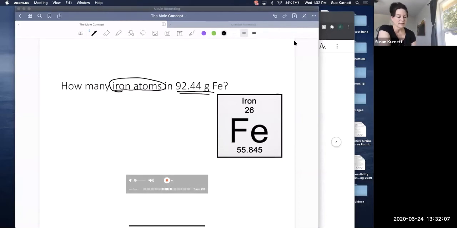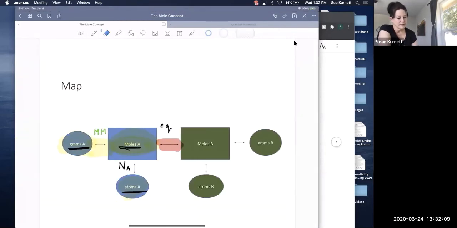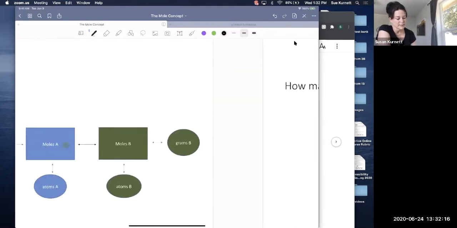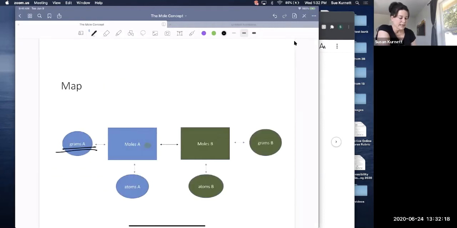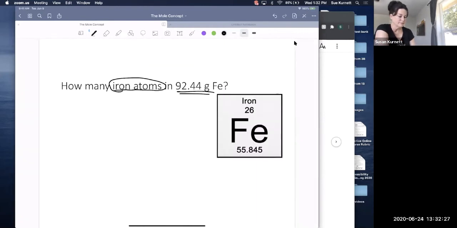And this many grams. So to get from grams to atoms, I have to go through moles. It's a two-step process. Grams to moles, moles to atoms. Grams to moles, I use my periodic table. Moles to atoms, I use Avogadro's number.